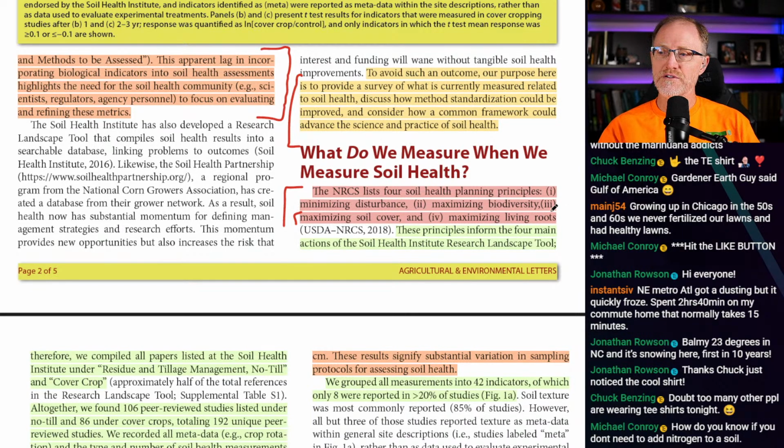And maximizing living roots. I don't know what they mean by maximizing, whether it's the total number of roots or the total mass of roots or the length of roots. I don't know what they mean by that, but you're not going to have a plant, at least not that I'm aware of, that's going to have more roots in the top 6 inches than grasses. It's just not going to happen.